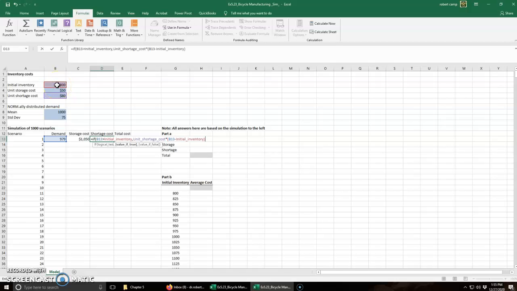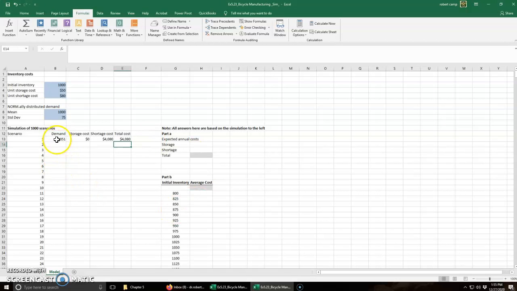So I know that's going to be a positive number because my B13 is greater than my initial inventory. And so if it is greater than my inventory, it's going to be this unit shortage cost times how many I have. Otherwise, it'll be 0 because I will have no unit shortage cost. And so anytime that I have a storage cost, I will have no shortage cost. Anytime that I have a shortage cost, I will have no storage cost. And so we're just going to sum both of these together.